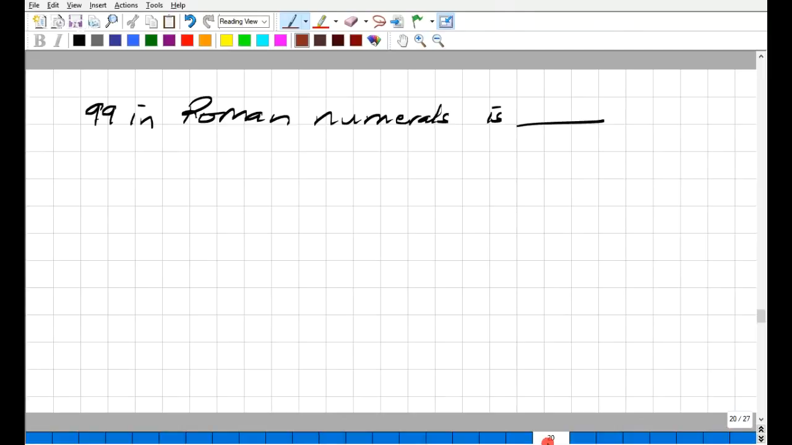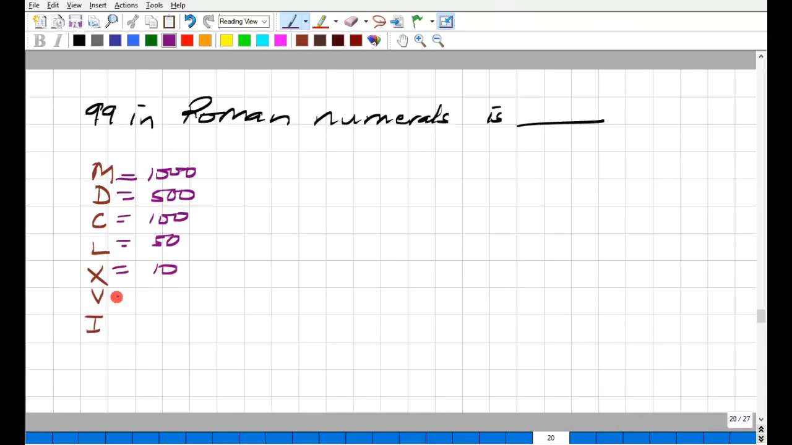99 in Roman numerals. Sir, let's see if we can fill the scene. 1,000, 500, 100, 50, 10, 5, 1. So how do we get the 99? Let's break this down.